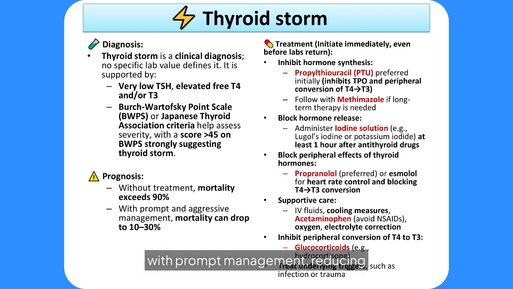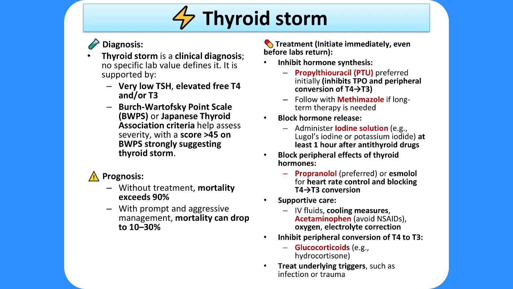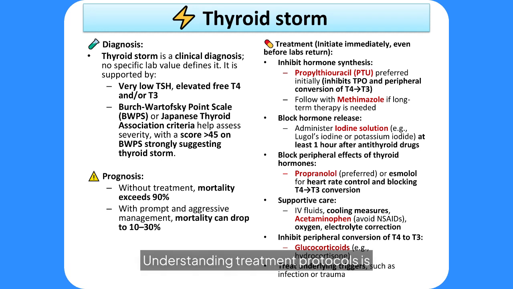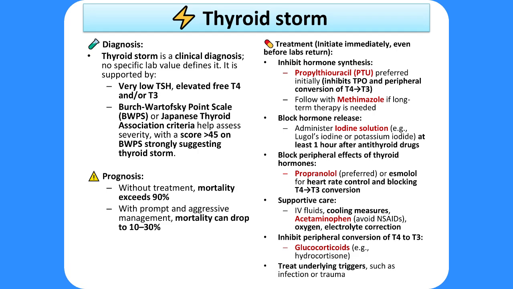Propylthiouracil inhibits thyroid hormone synthesis and peripheral conversion of T4 to T3. Iodine inhibits the release of thyroid hormones, while beta blockers control adrenergic symptoms, with propranolol preferred due to its additional effect of reducing peripheral conversion of T4 to T3. Glucocorticoids reduce inflammation and T4 to T3 conversion. Supportive care is vital. Mortality can be over 90% without treatment, but drops significantly with prompt intervention.